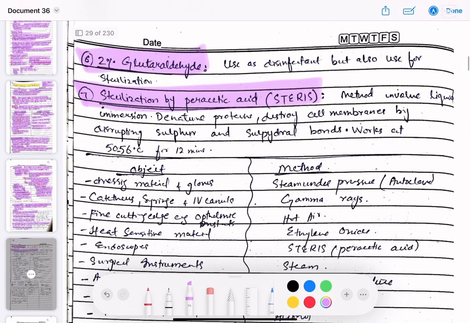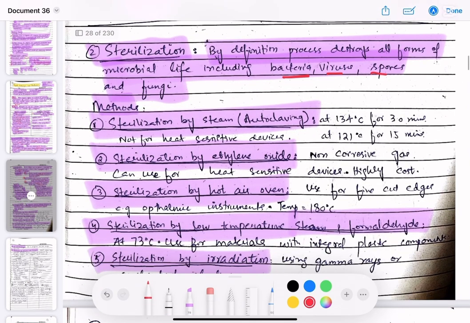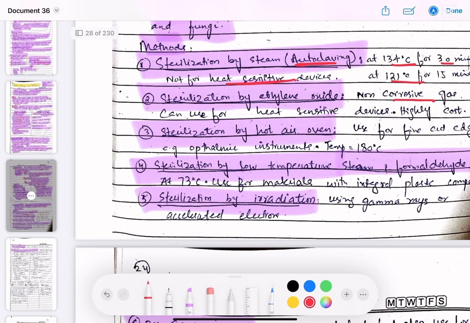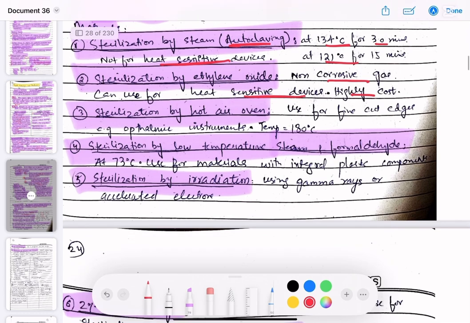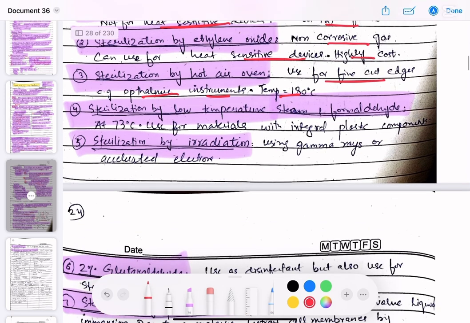So the first method is sterilization by steam or autoclaving at 134 degrees C for 30 minutes, not for heat sensitive devices, which use 121 degrees. Then sterilization by ethylene oxide, which is a non-corrosive gas that can be used for heat sensitive devices but is highly costly. Sterilization by hot air oven is used for fine needles, for example ophthalmic instruments, and the temperature is 180. Sterilization by low temperature steam and formaldehyde at 73 degrees C is used for materials with integral plastic components.